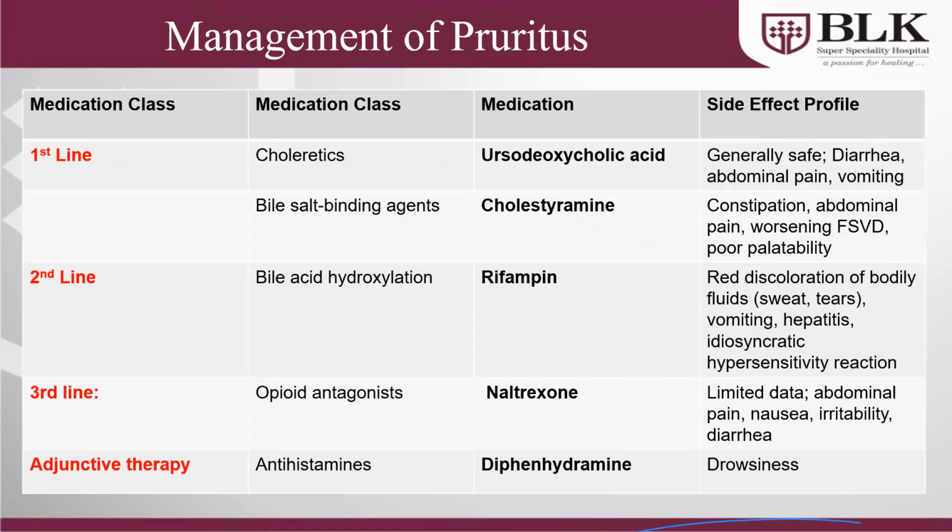So this table shows the drugs which are available for treating pruritus. The first line drug for treating pruritus is UDCA and cholestyramine. UDCA is a very safe drug. There are very few minor side effects, but in general it is a very safe drug and it is used in every kid with neonatal cholestasis irrespective of pruritus. If there is pruritus, then a bile salt binding agent like cholestyramine should be used. If the child is not responding to these two, then rifampicin can be added, and very rarely and in very severe cases an opioid antagonist like naltrexone can be added.